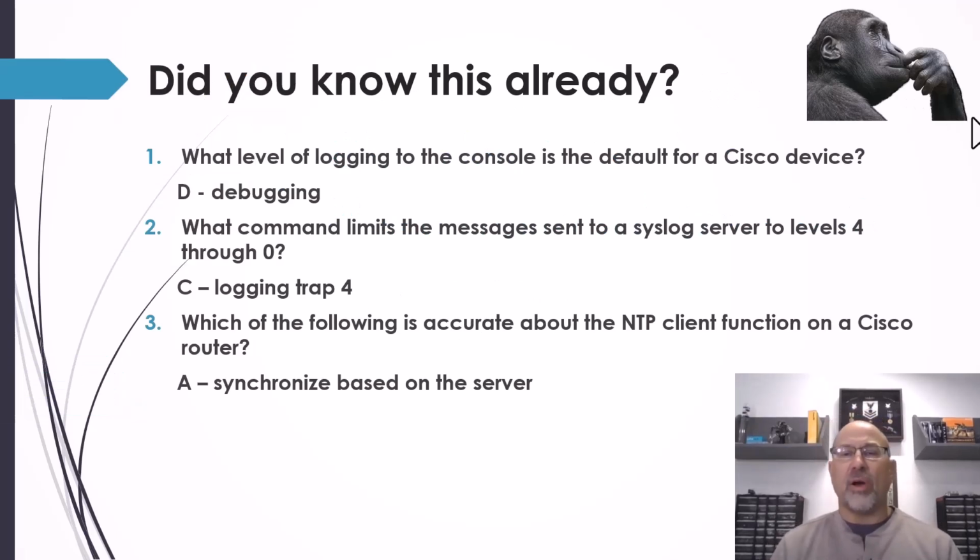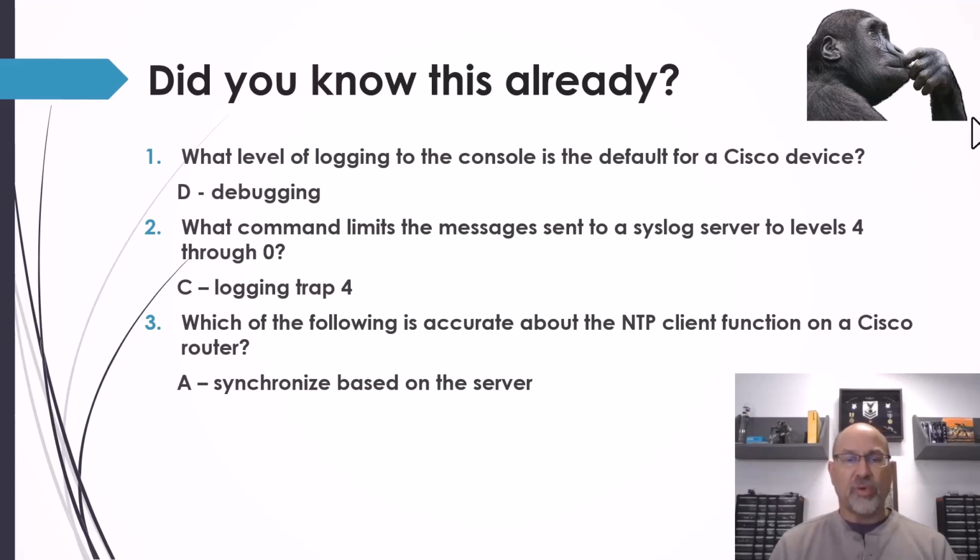Questions. What level of logging to the console is the default for a Cisco device? We sort of saw that. It is D, debugging. The least worrisome messages that are out there is the default. What command limits the messages sent to a syslog server to levels 4 through 0? So that was the logging trap option. Now we didn't see that. We saw the option, but Packet Tracer didn't give me that granularity. But that is where you would set that with a logging trap level.